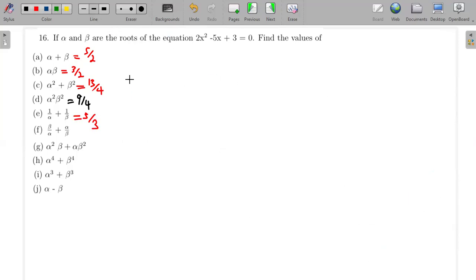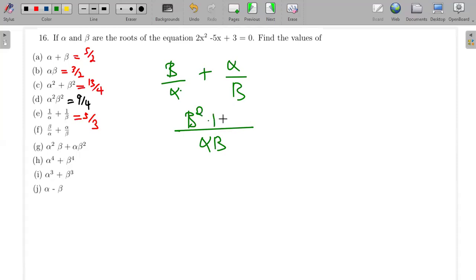Okay, the next one we have beta over alpha plus alpha over beta. So common denominator again here, it's just alpha beta. Alpha into alpha beta, we get beta. Beta multiplied by the beta, we get beta squared. Plus beta into alpha beta, we get alpha. Alpha multiplied by the alpha, we get alpha squared. So again, what I have on top there, it's commutative. So I can write it as alpha squared plus beta squared. And then this I divide by alpha beta.